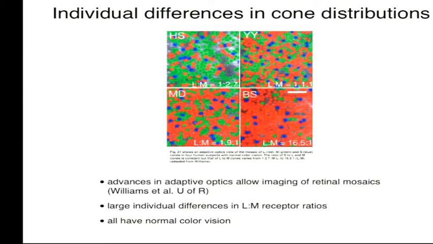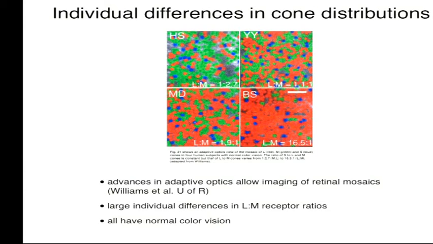But you can see that there are huge differences in the ratio of the long to medium wavelength cones, so the red versus the green. This person has a ratio of 1.1 to 2.7. This person has a ratio of 16.5 to 1. So mostly green, not a lot of red, or mostly red, not a lot of green, but still they have normal color vision. So there's a lot of processing going on after the photoreceptors that gives you your experience of color and can compensate for these huge differences in the front end, in the sensor.